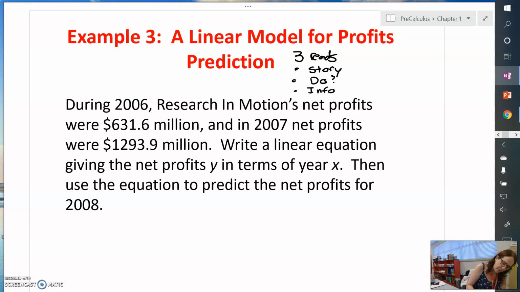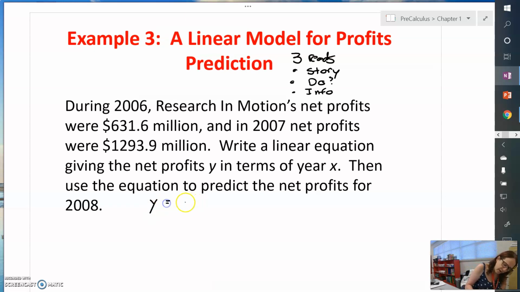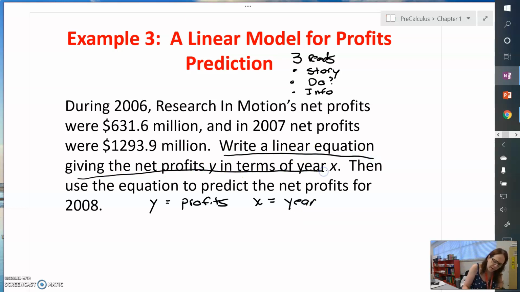All right, so we have y is your profits. x is the year. Always helpful to define your variables. We are asked to write a linear equation for the net profits, and then use that equation to predict the profits in 2008. Now, to write the equation of a line, I need, at the very least, a slope and a point. But what they've given us here is actually 2 points.